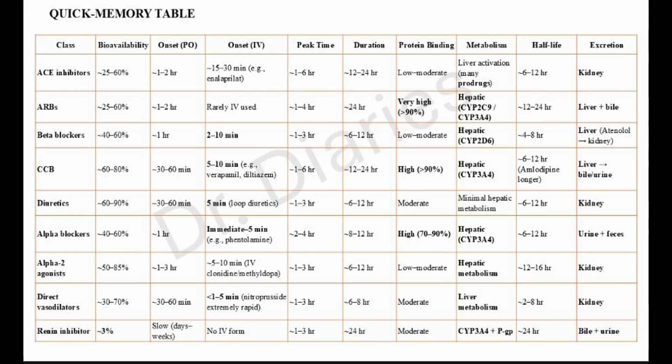This slide provides a quick summary of the major classes of antihypertensive drugs and their pharmacokinetic characteristics, including bioavailability, onset, peak time, duration, metabolism, and elimination. It helps compare the different drug classes and serves as a useful revision tool.